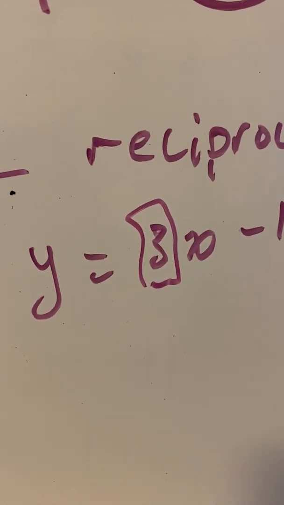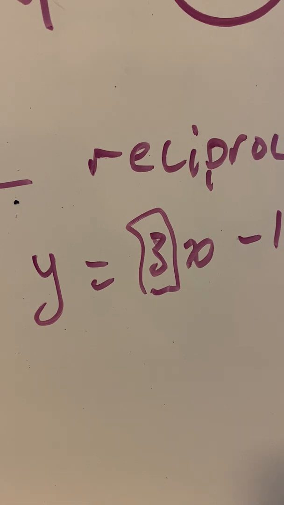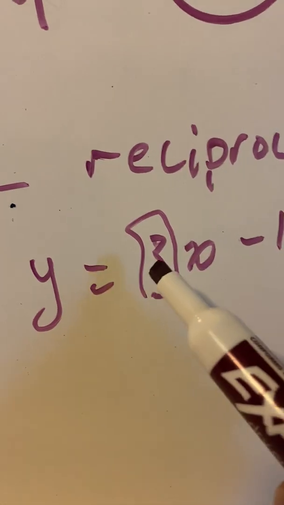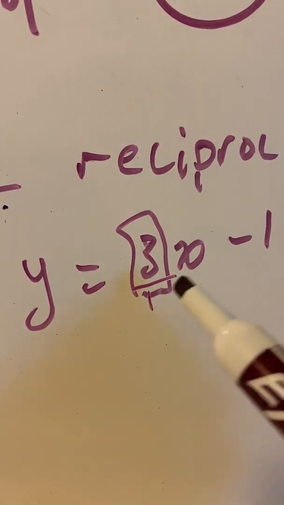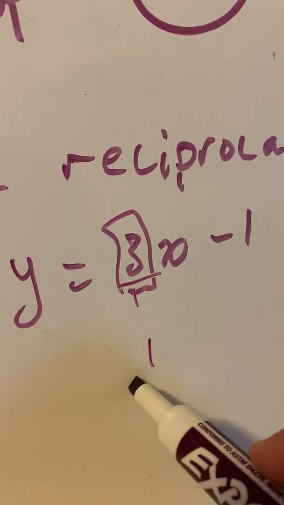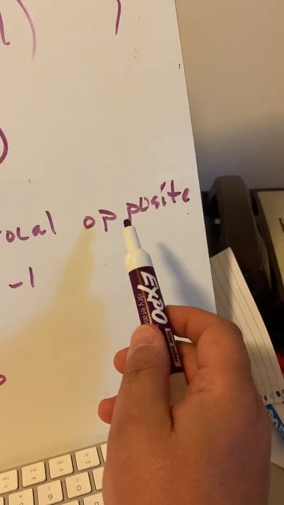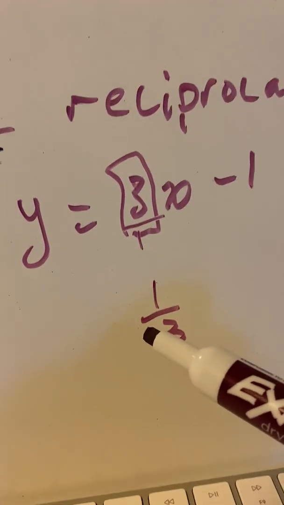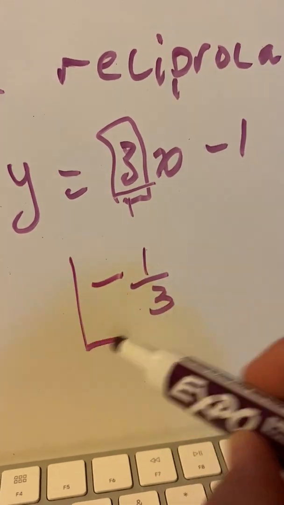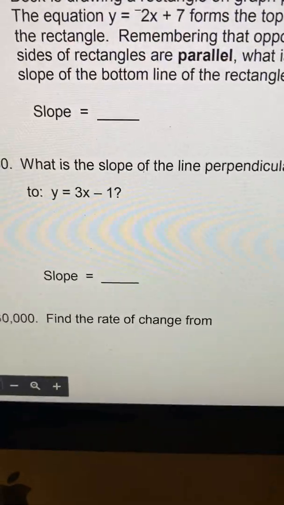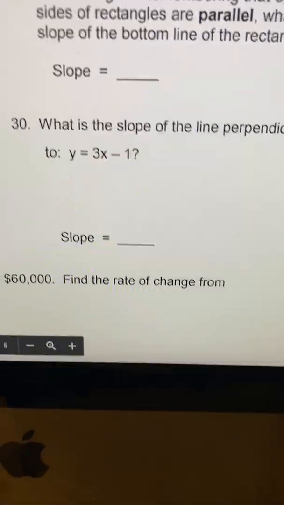If they want the slope of the line that is perpendicular to that, it's the reciprocal of 3, or 3 over 1. It would turn into 1 over 3, but then it's the opposite sign. Instead of a positive 1/3, it would be a negative 1/3. Again, there's really no math to do in numbers 27, 28, and 30. All you need to know are rules.